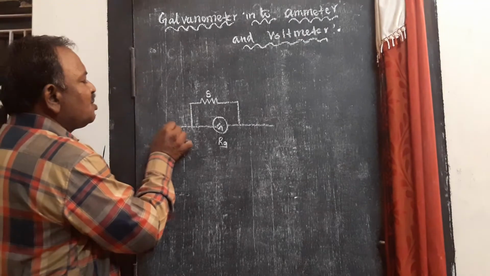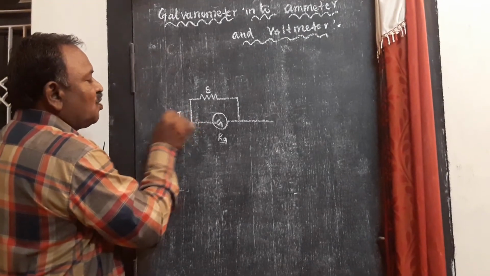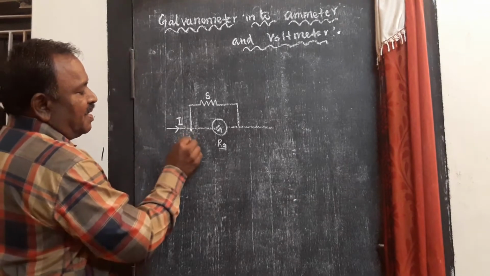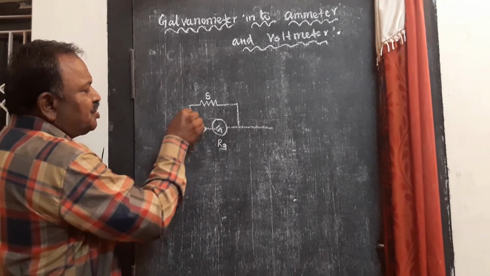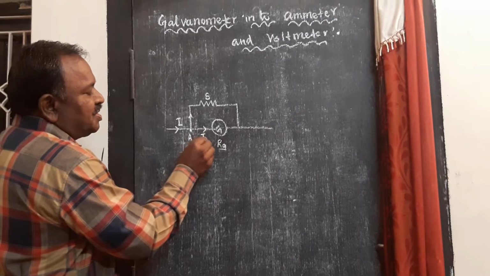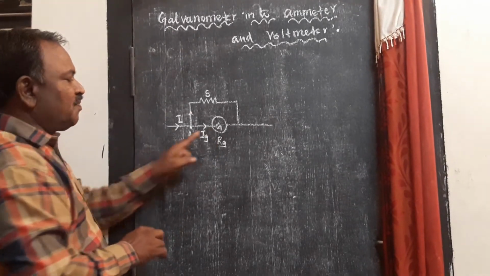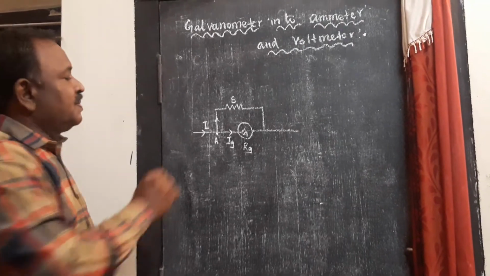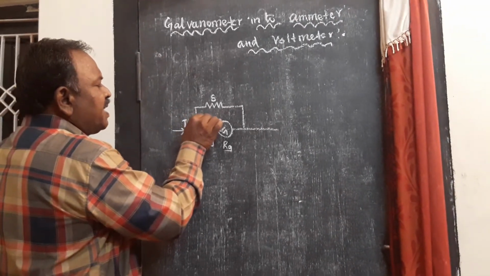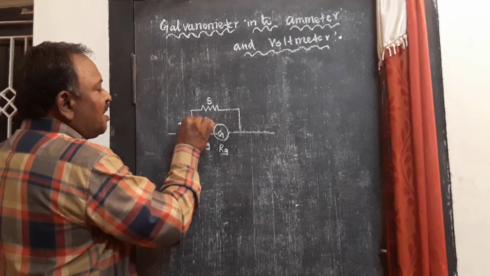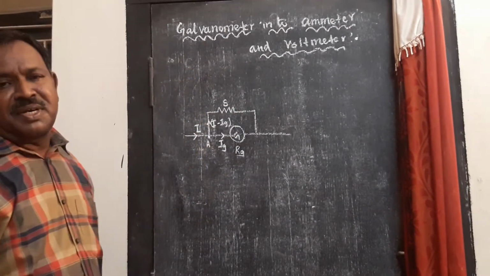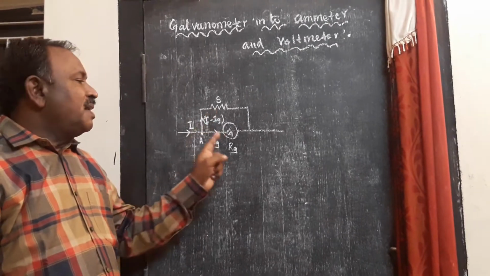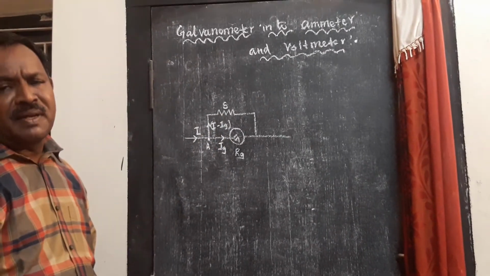So if I is the total current that flows through the circuit, when it comes here, at A, it branches into two. Ig is the maximum current that flows through the galvanometer to produce full scale deflection. The remaining current, I minus Ig, will flow through the shunt resistor. So the value of the shunt resistor decides the range of the ammeter.